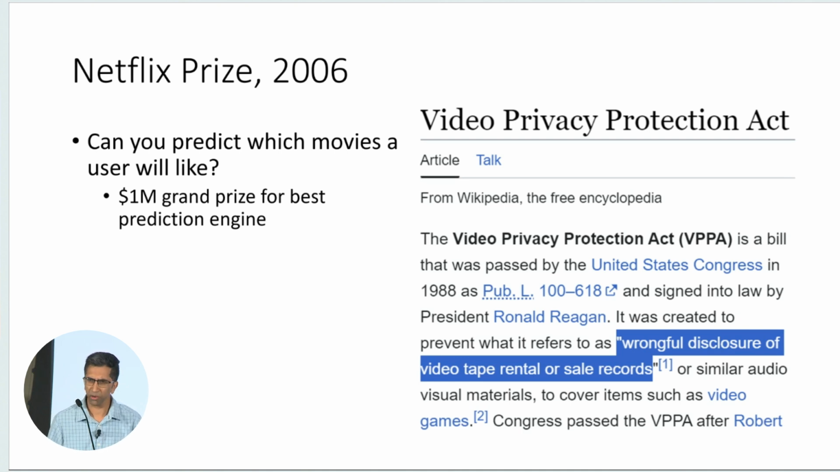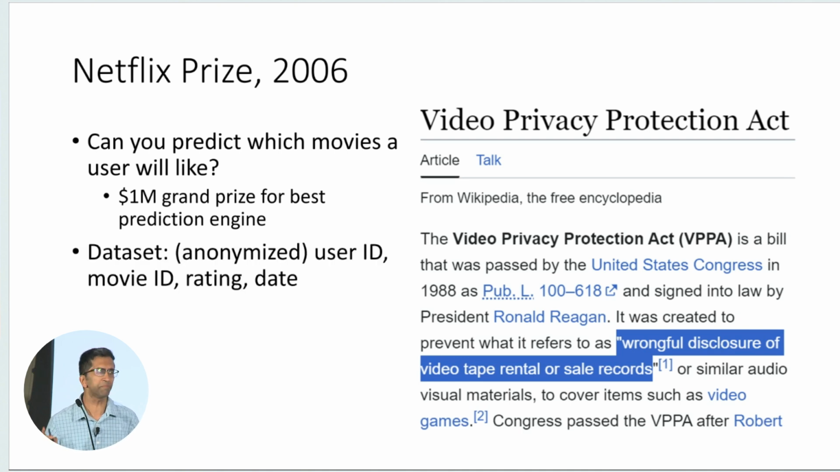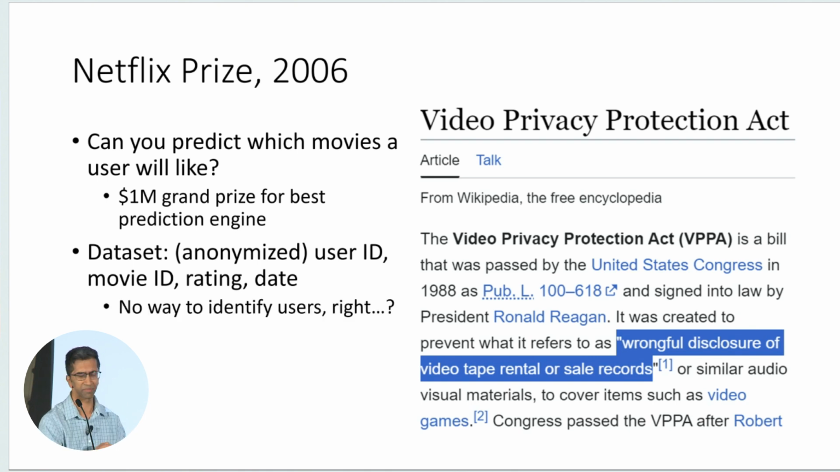So they were aware of this, and they did some best effort, as I like to call it, privacy, some sort of anonymization. In particular, they didn't say Gautam Kamath watched this movie on this day at this time and gave it 5 stars, but instead they made it anonymized. So they say user 54812 watched this movie. That seemed pretty safe, right? Like, it doesn't say my name. You can't really tell who I am. There's no way to identify me, right?